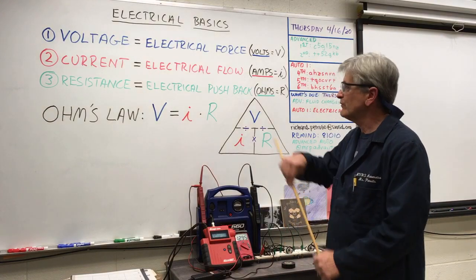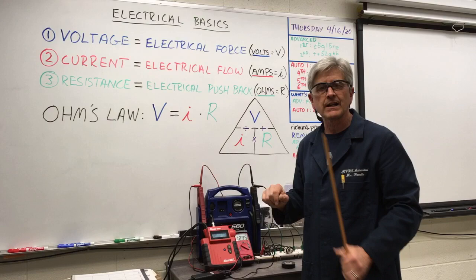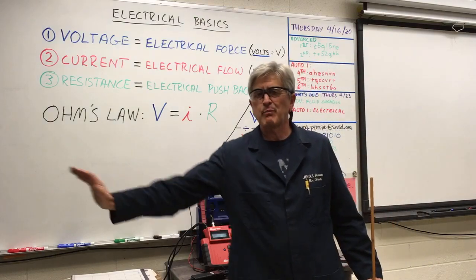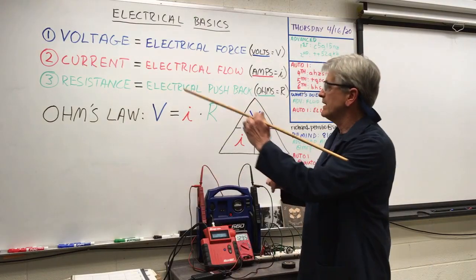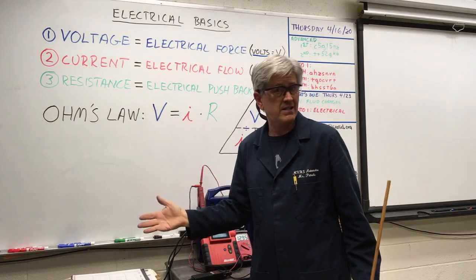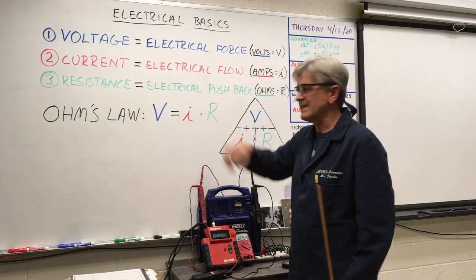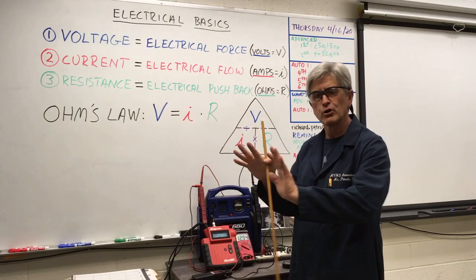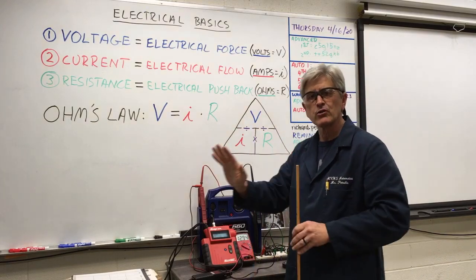Okay, so first of all, voltage, that's our electrical force. It's the push. Current, that's the electrical flow. That's it moving through a conductor. And then resistance, that's the electrical push back. It kind of slows down the current.